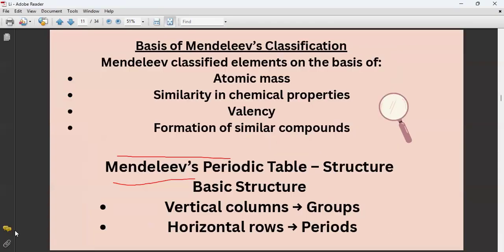Okay, now the basis of Mendeleev's classification. Mendeleev classified the elements on the basis of atomic masses, similarity in chemical properties, valency, and the formation of similar compounds. Now we can see that Mendeleev did the classification on the basis of the atomic mass and the properties which he saw as similar between the different elements, and he also classified the elements on the basis of their valency.